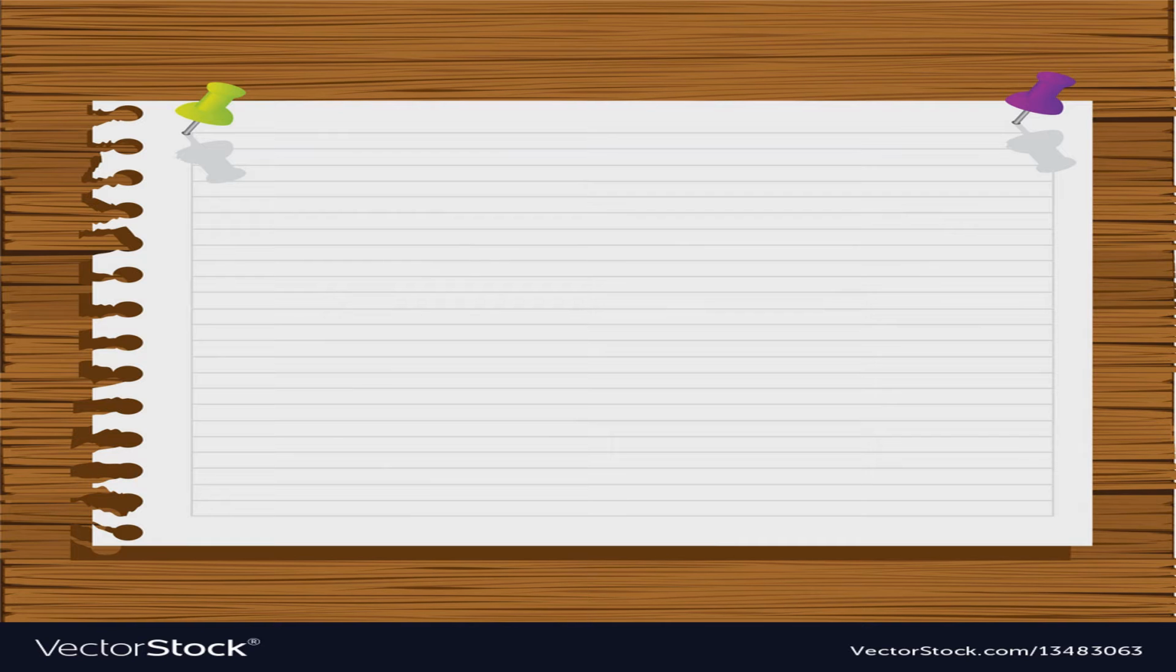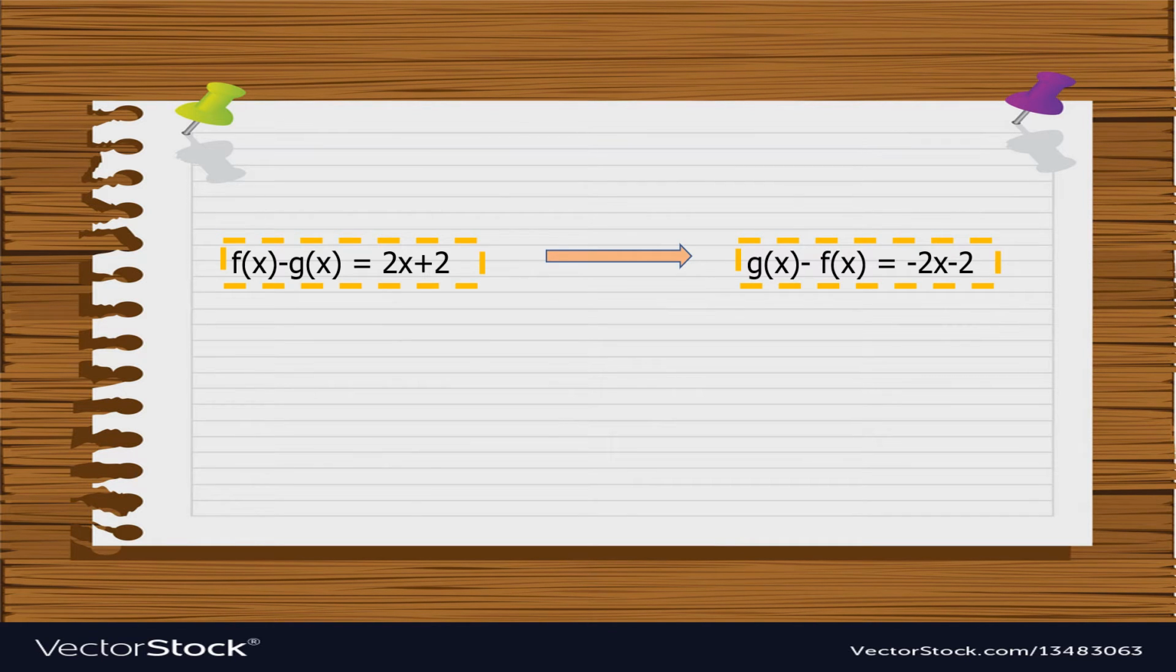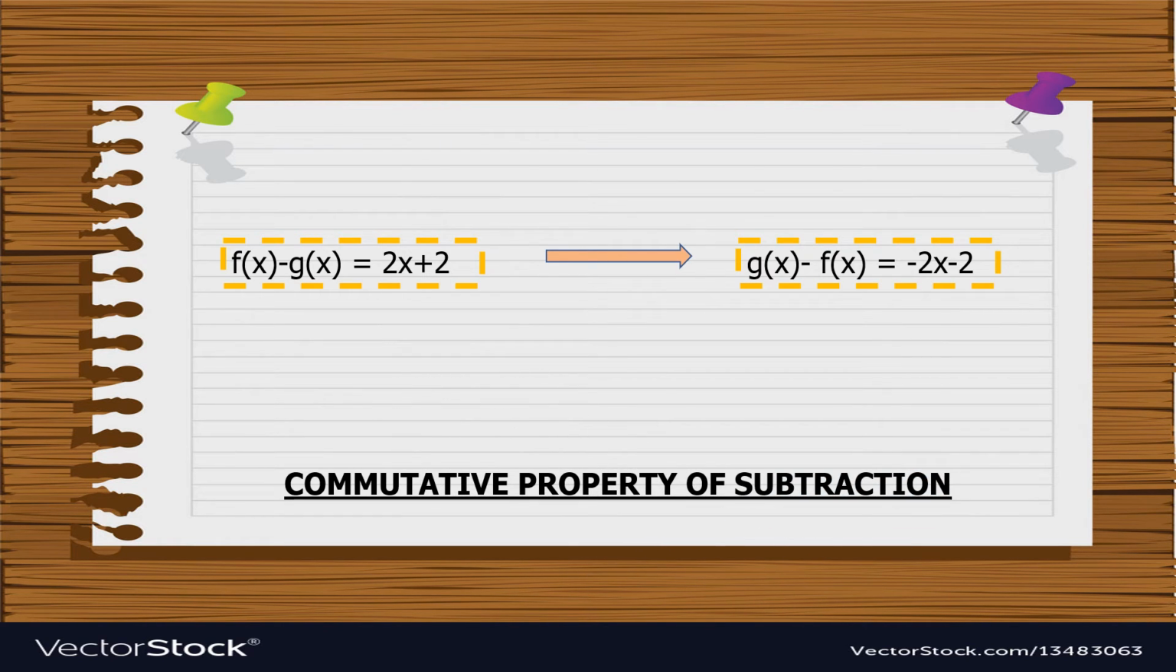Again, let us take these two examples. F of x minus g of x and g of x minus f of x. What did you notice? Very good. The answers are not the same for both functions. Therefore, subtraction of functions does not follow the commutative property. So remember that f of x minus g of x is not the same as g of x minus f of x.